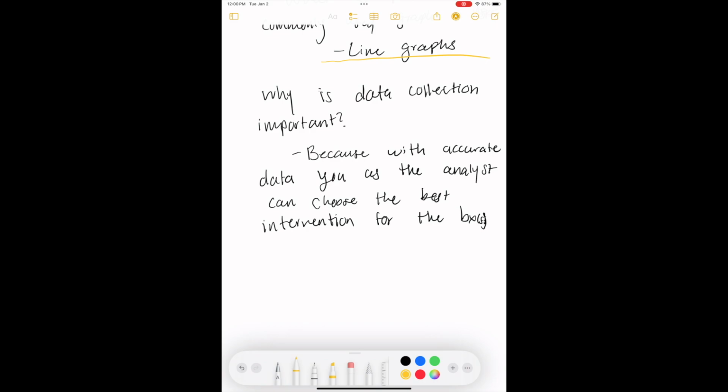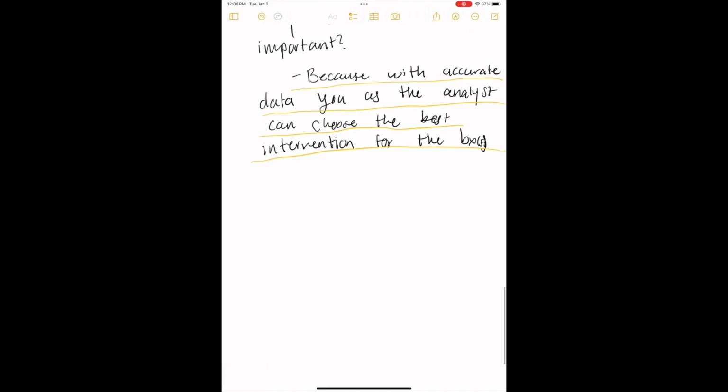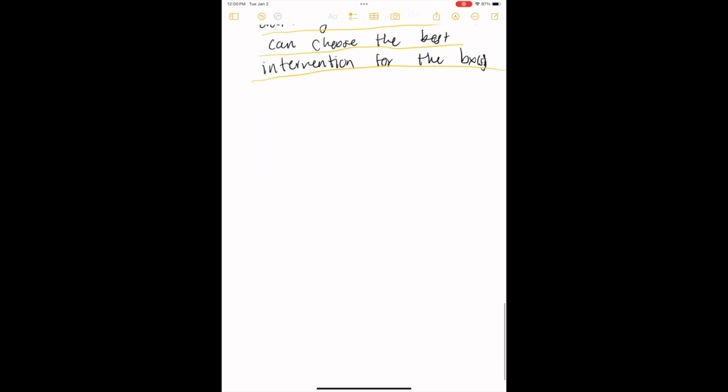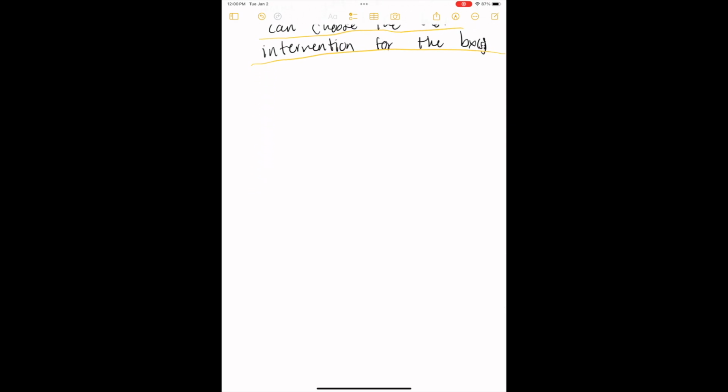I've never been asked that. I think they just assume you know why it's important. But if you didn't know why it was important, now you know. You need to collect accurate data so that you can help your learner in the best way, right?